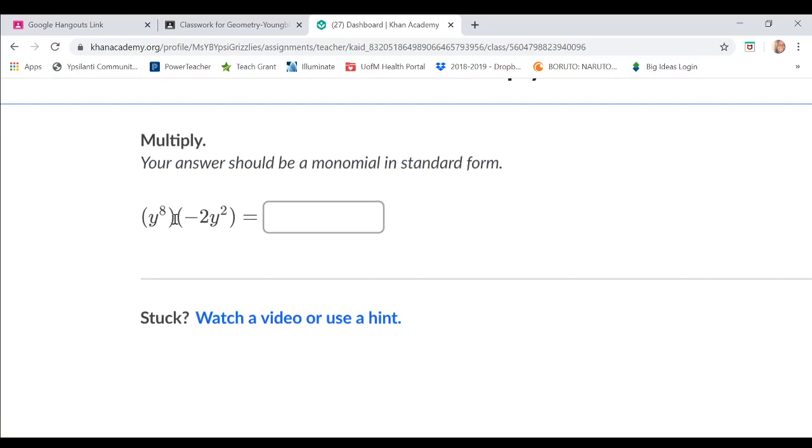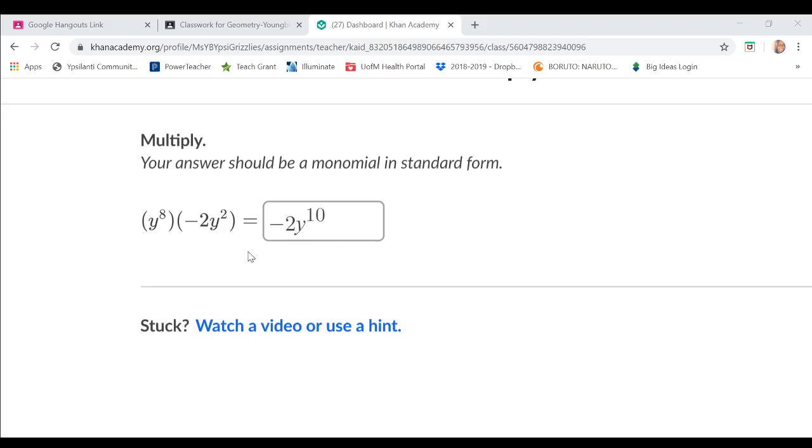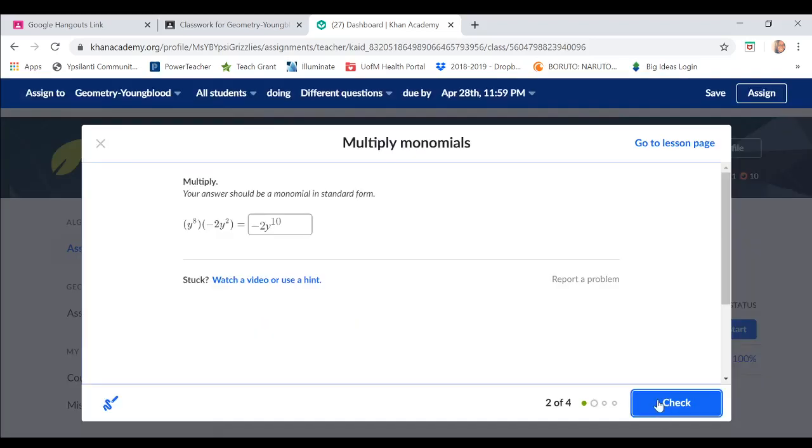Next one I want you guys to look at: y to the 8th times negative 2y squared. A moment to figure it out. So again, for those who might be watching later, all we did was write down this negative 2 in the front. Technically, you could think of this as negative 2 times 1, so that's negative 2, and then we have a total of 10 y's. 8 plus 2 gets us 10. So negative 2y to the 10th.